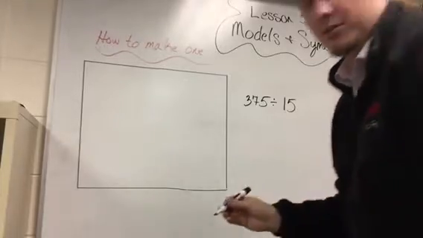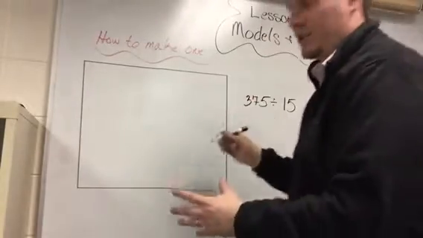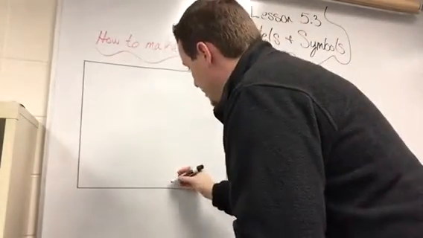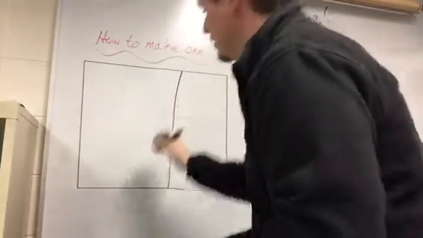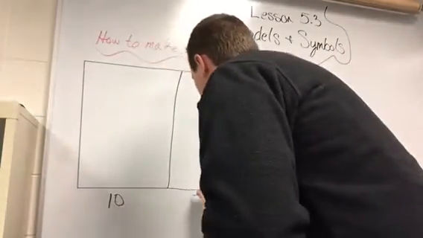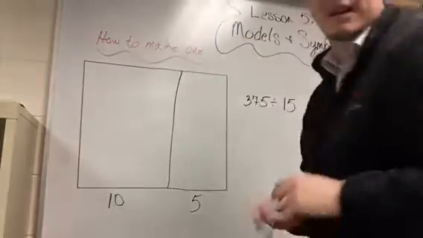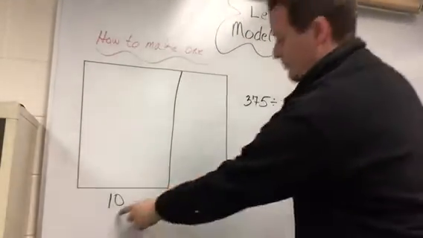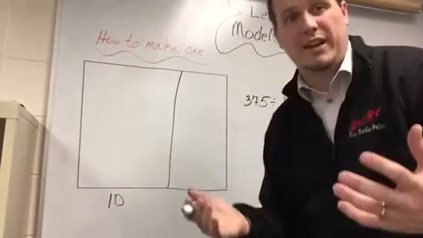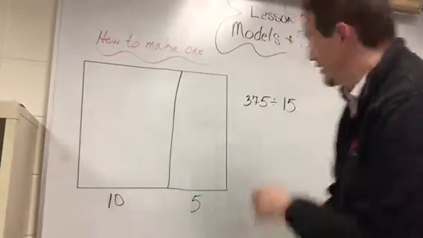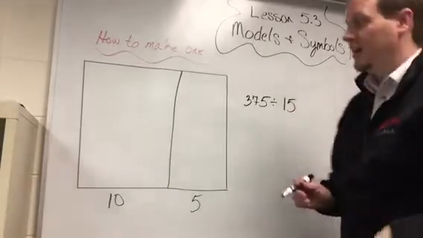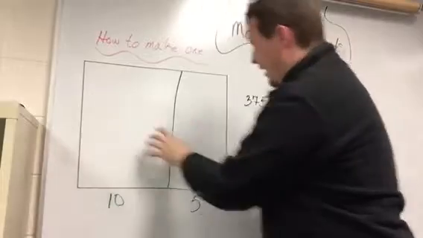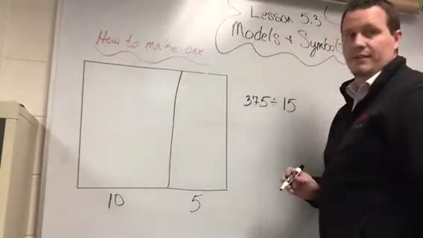The first thing I'm going to do is break up this picture, or this box, into two different sections. And then you can see I have 10 over here and 5 over here. And 10 plus 5 equals 15. Where do you think I got that from? Absolutely, right here. So now, this whole thing represents 10, and this whole thing represents 5.